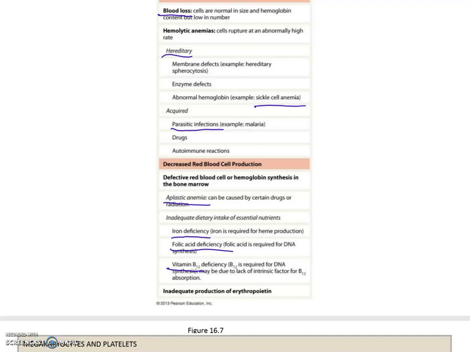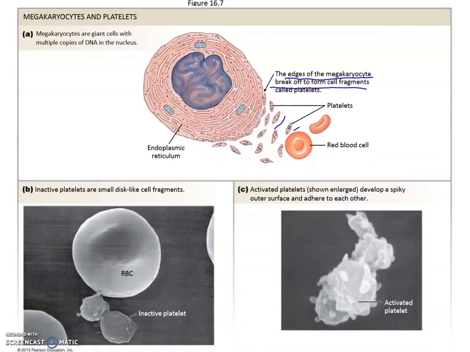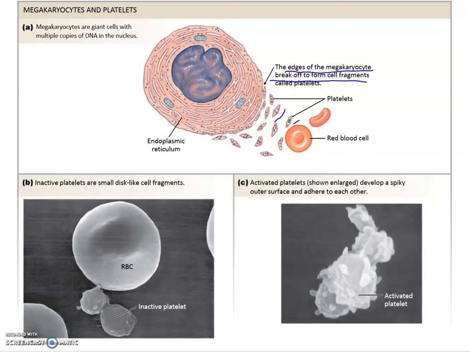And so sometimes people also have a problem with the intrinsic factor, and then they will not be able to absorb the vitamin B12. Now here, moving on to megakaryocytes. They look kind of rough on the outside, and they constantly chip off these little pieces, these platelets, chipped off pieces from the megakaryocyte, and you do need those in order to have blood clotting.